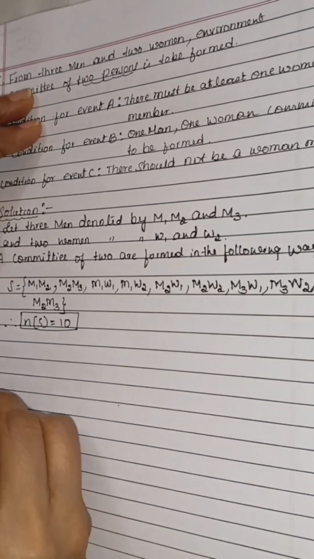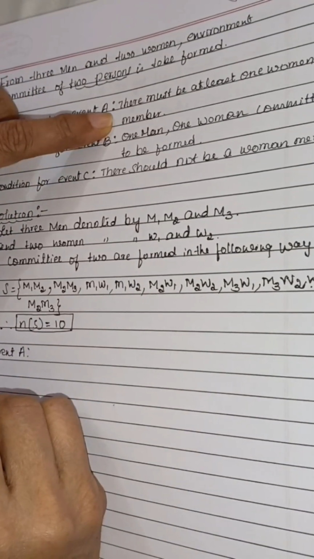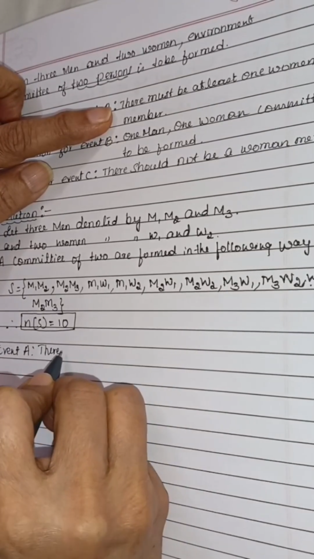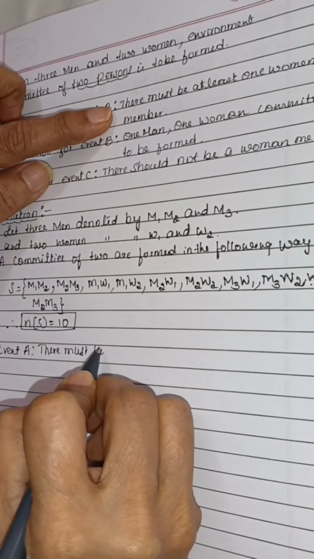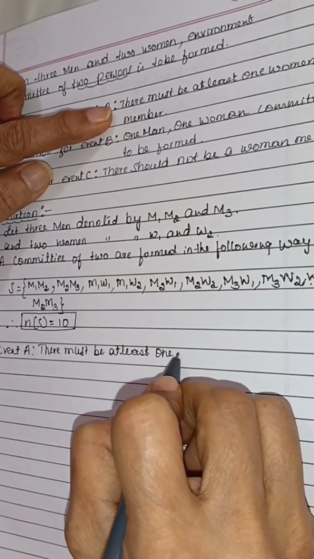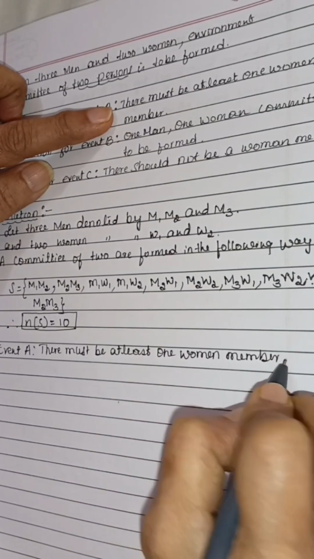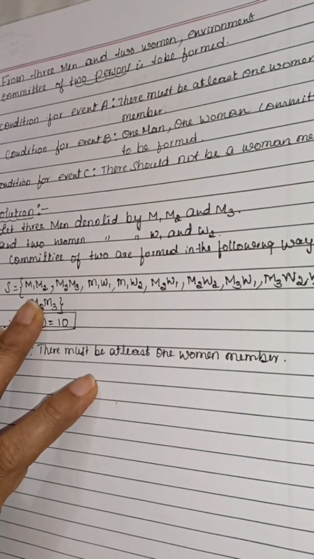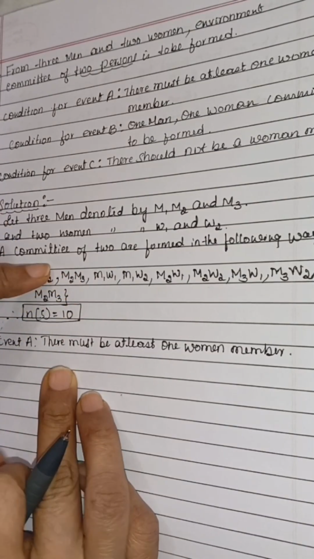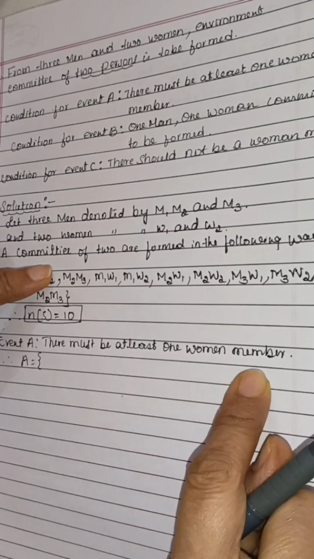Now event A. What is event A? There must be at least one woman member. So always remember, an event is always a subset of the sample space. So therefore, for event A, we have to write now, there must be at least one woman member.